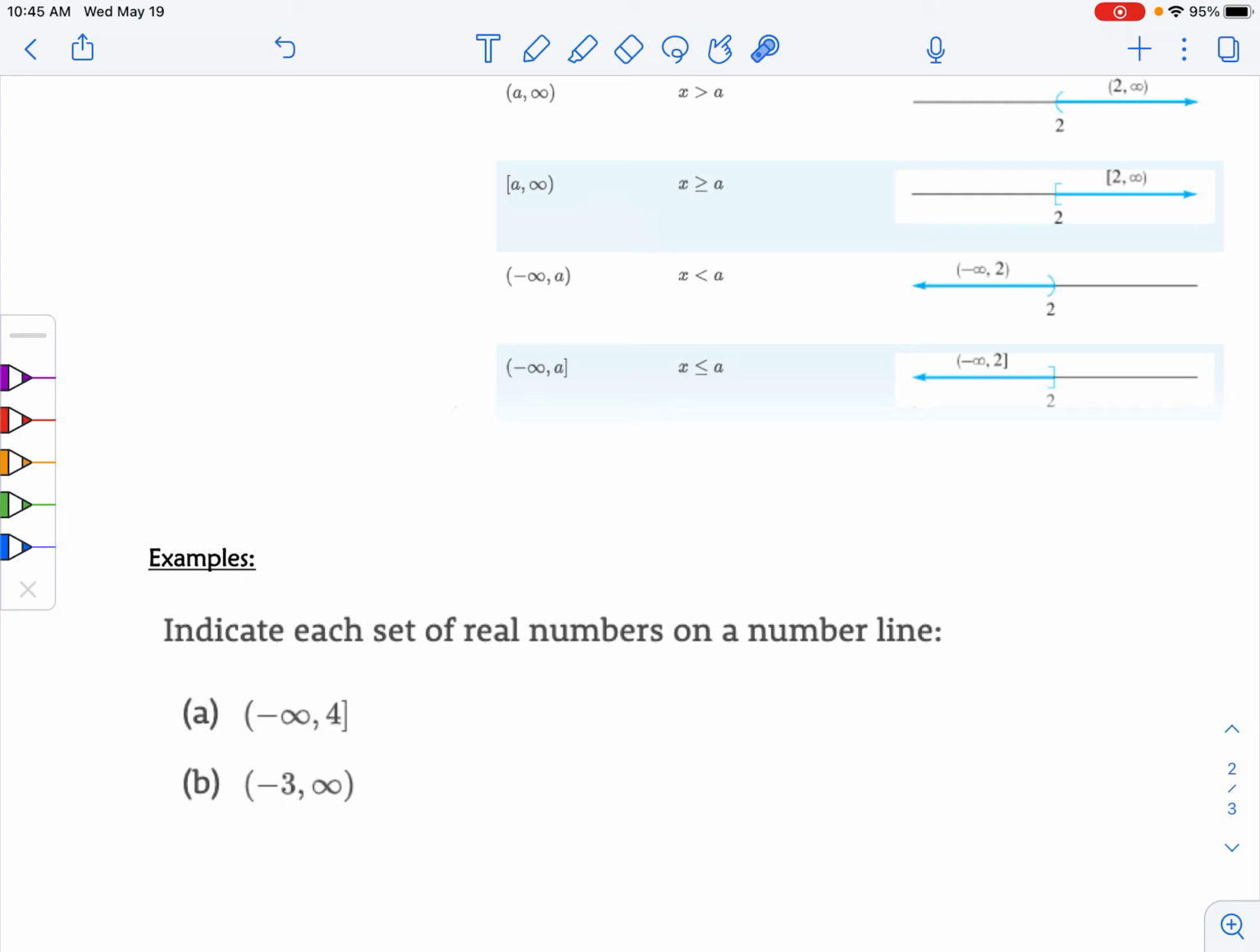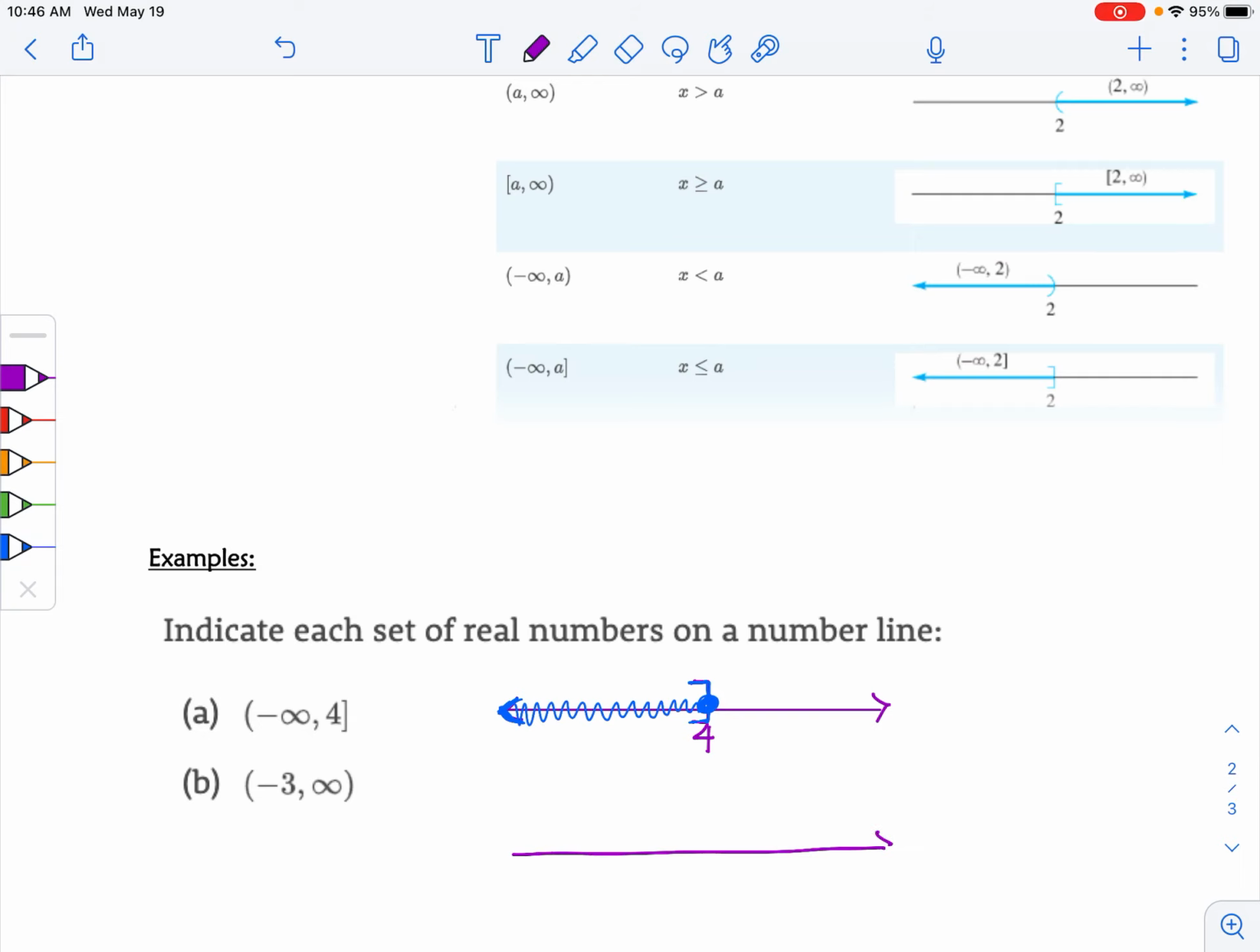Indicate each set of real numbers on a number line. All I'm asked to do is graph. So our straight line, arrows, I at least need the number 4. Because it's a bracket, it's going to be a bracket on here. I'll change my color. It will be a bracket or a closed circle. You don't need to do both. I'm just doing both for fun. And then it's everything to the left. Negative infinity all the way up to 4, and then you stop.